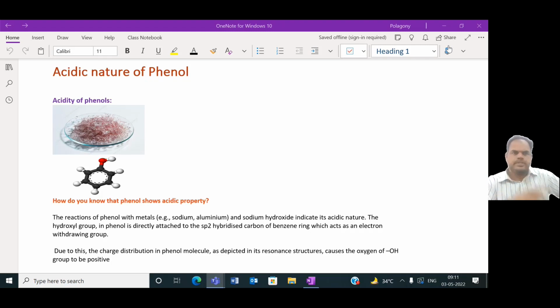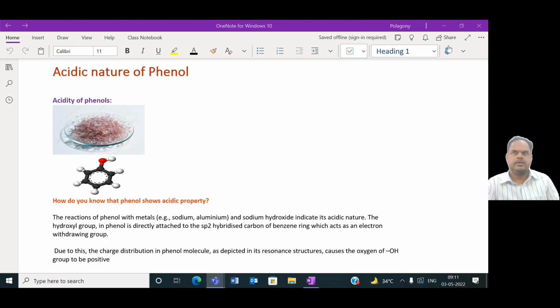Friends, today we are going to discuss the acidic nature of phenols, which is the most important concept from the chapter Alcohols and Phenols of class 12th grade chemistry. Most of the questions revolve around this acidic nature of phenols, most of the reactions and chemical properties of phenols. That's why this topic is the most important.